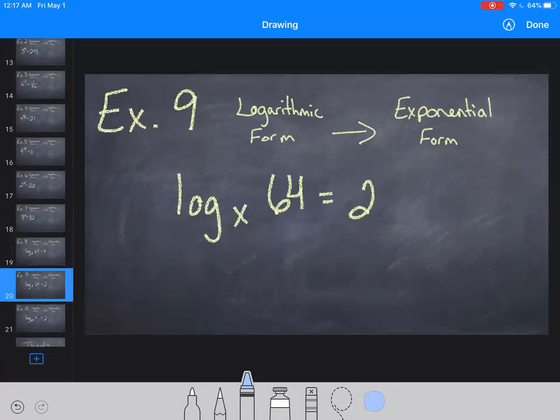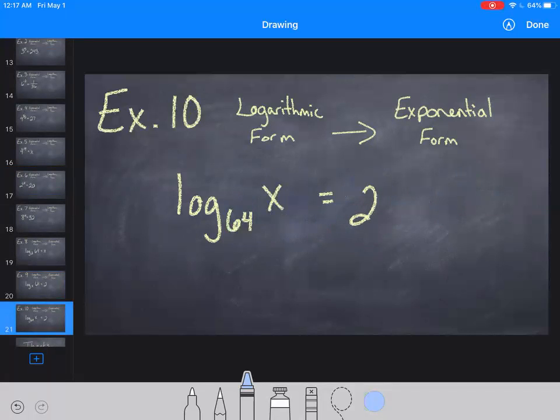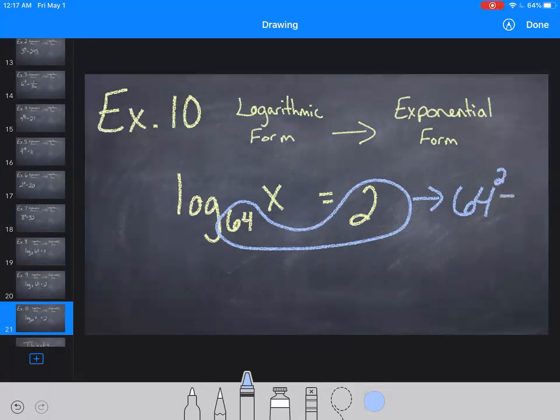If I look at example 9, I have my logarithmic form to my exponential form. I'm going to circle my base and my answer. And whenever I rewrite it, I'm going to write my base to my exponent is equal to that argument. On example 10, same thing. I'm going to circle my base and my answer. Whenever I rewrite it, it becomes the base of my exponential form to my exponent is equal to, and then that argument.